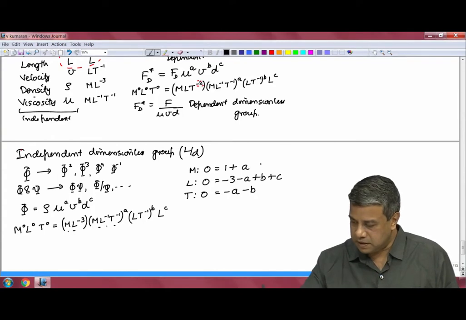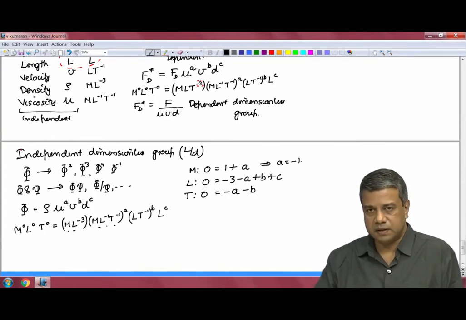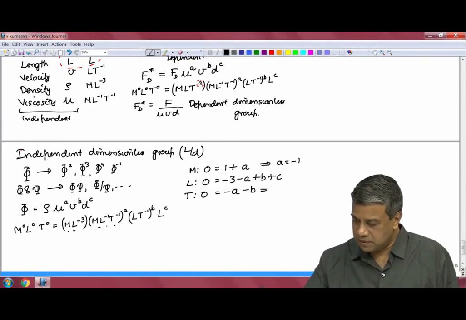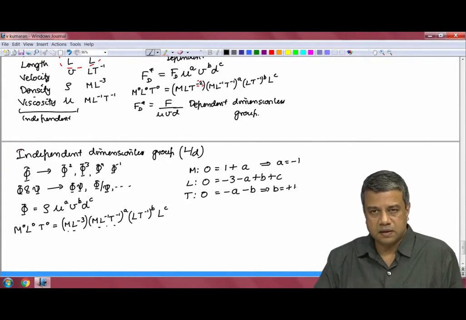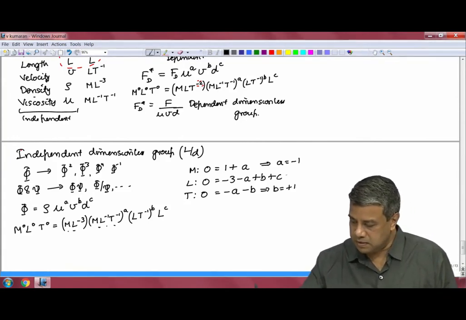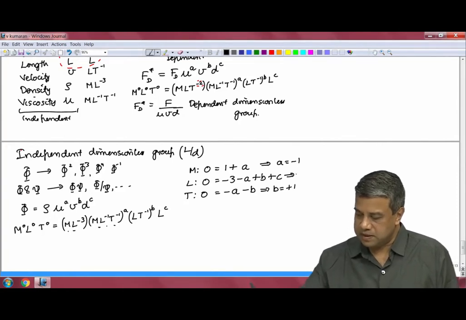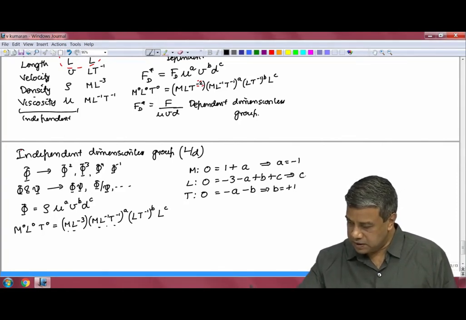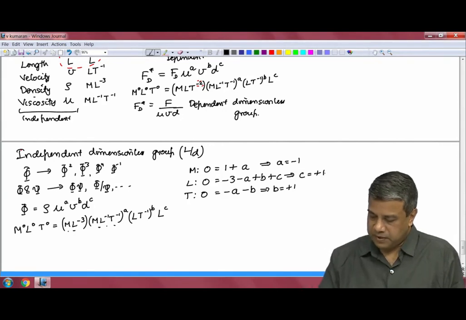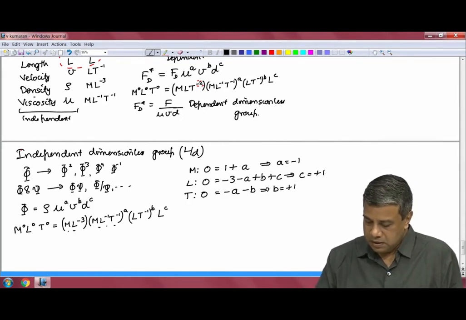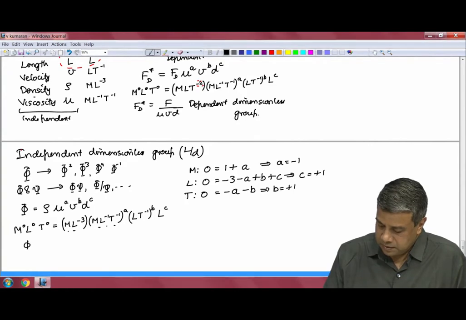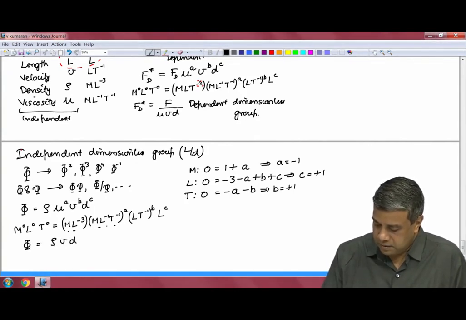The first equation can be solved to get A is equal to minus 1. The third equation can be solved to get B is equal to plus 1, because minus A minus B has to be 0. And substituting both into this, we will get basically that C is equal to plus 1. Therefore, this dimensionless group is equal to rho V d by mu.